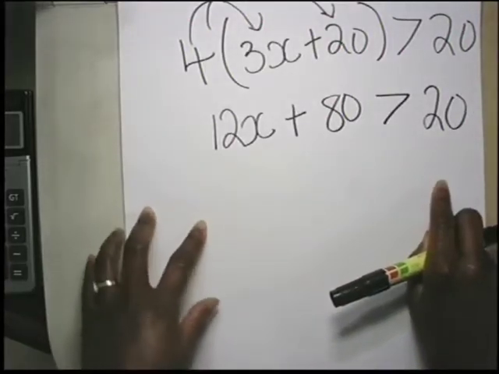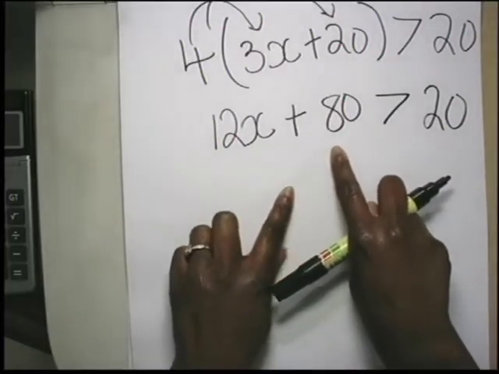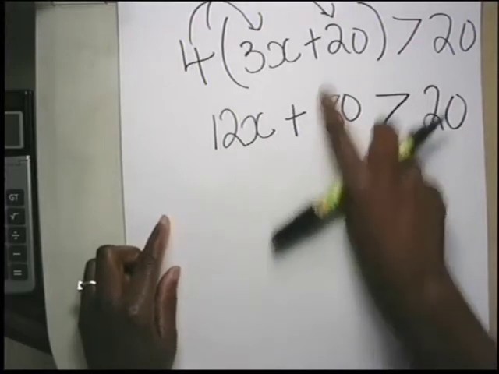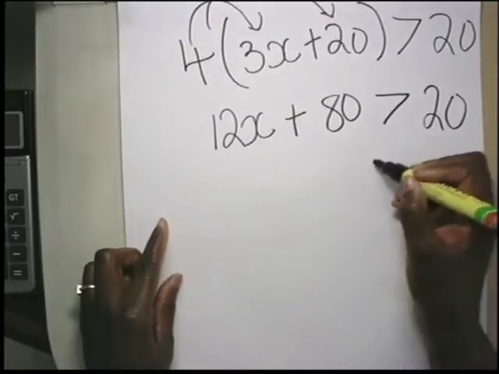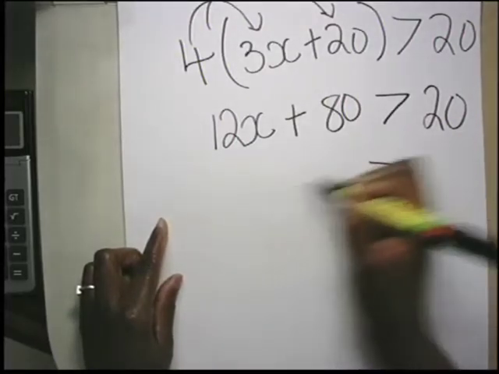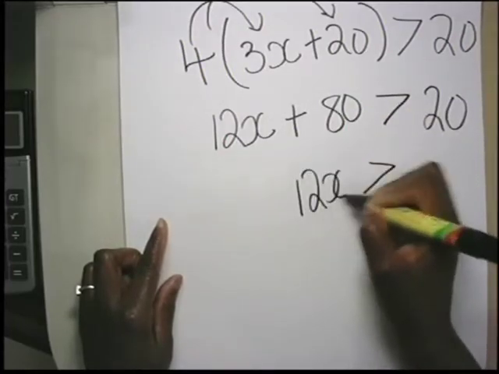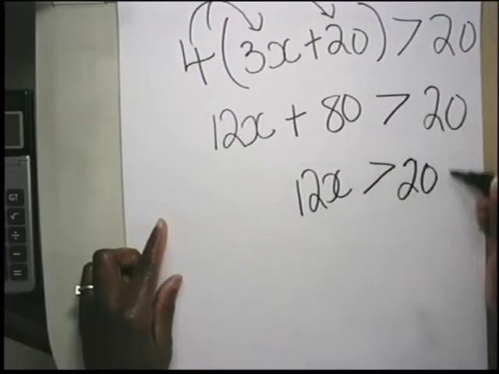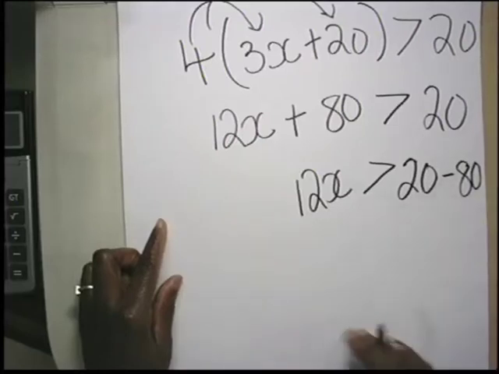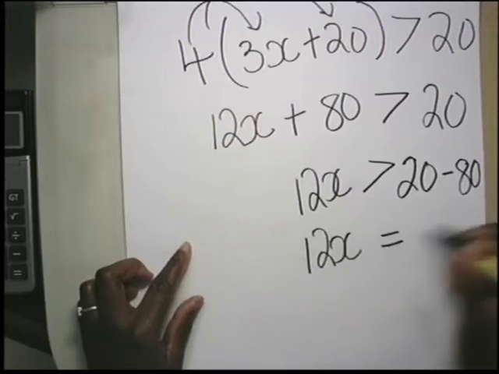What must we do next? We have a constant term here, 80. So let's take 80 to the other side, and what must you do on this other side? You have to subtract. Make sure that your inequality signs are straight to each other. 12x is greater than, if you take 80 to the other side, remember we are going to subtract, 20 minus 80. This is what you have now. And then 12x is greater than 20 minus 80, which gives us negative 60.